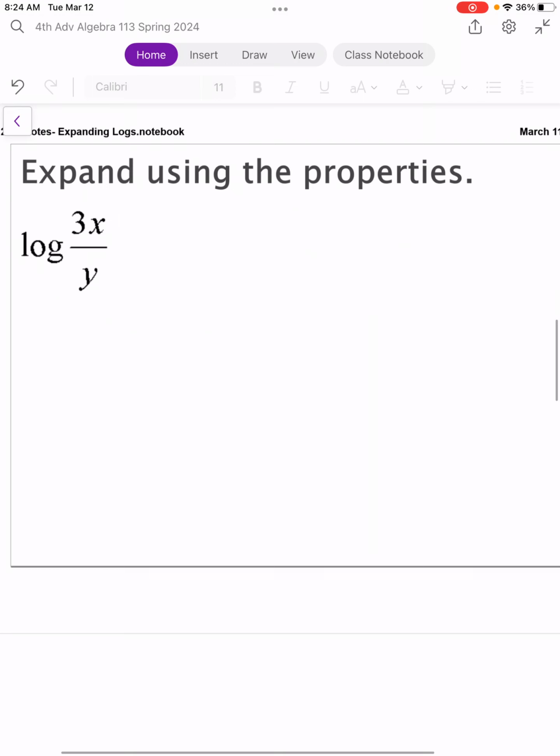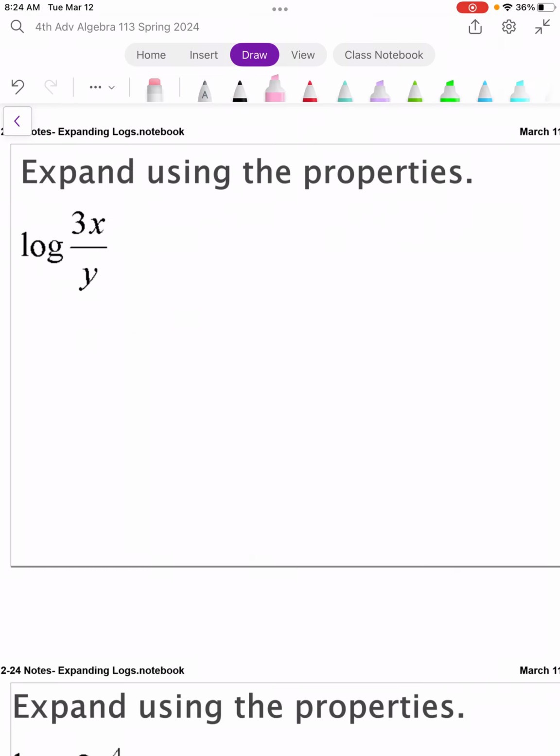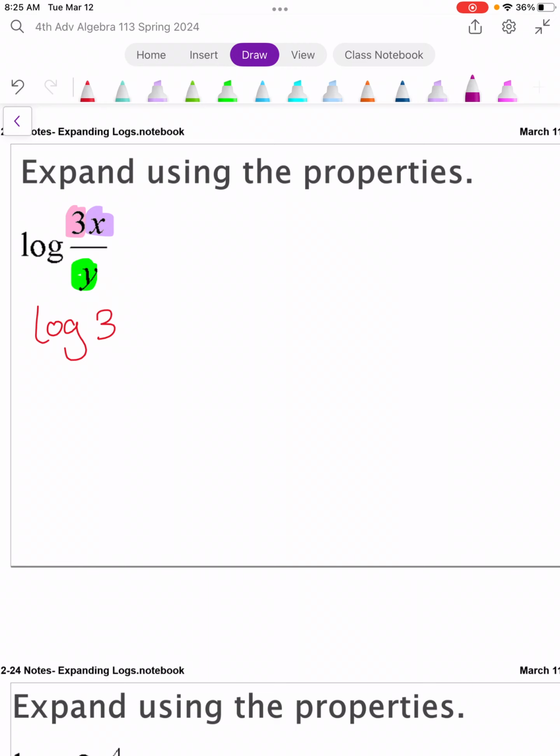Here's the second example. So everything in the numerator will be added, everything in the denominator is subtracted. So I have a 3, I have x, and I have y. So I'm going to end up with 3 different logs here. So I'm going to have the log of 3, and then plus, because that x is in the numerator, the log of x, minus, because the y is in the denominator, the log of y.